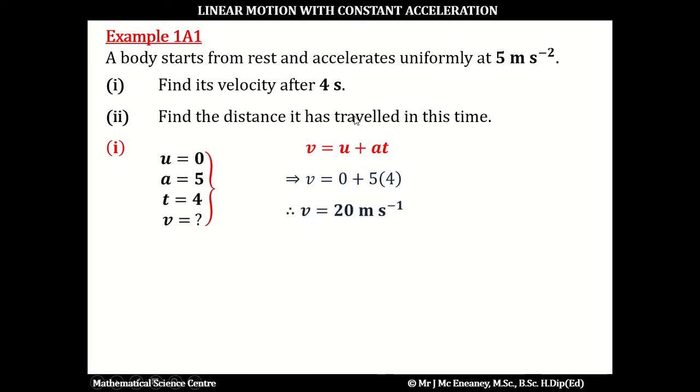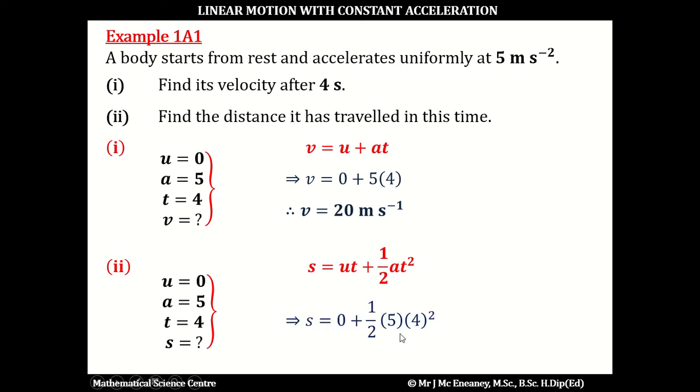Next, we want to find the distance travelled. We know what u is, we know what a is, we know what t is, and we're looking to find out what s is. So we're going to use s equals ut plus a half at squared. u is 0, a is 5, t is 4, and we're looking for s. So s is going to be 0, because u is 0, plus a half times 5 times 4 squared. 4 squared is 16, a half of 16 is 8, 8 times 5 is 40. So s equals 40 meters.